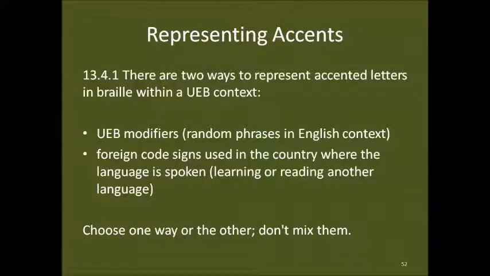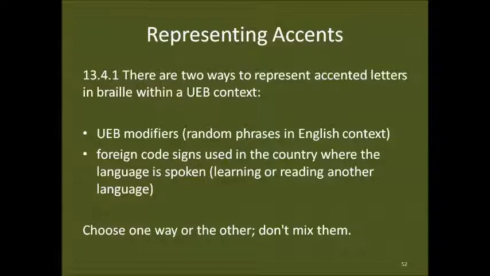So there are 2 ways to represent accented letters in Braille within a UEB context. One is the UEB modifiers that is used in random phrases in English context. That would be method 1 that we just talked about. Or the foreign code signs used in the country where the language is spoken, when you're learning or reading another language. So that would be method 3 that we've been talking about.